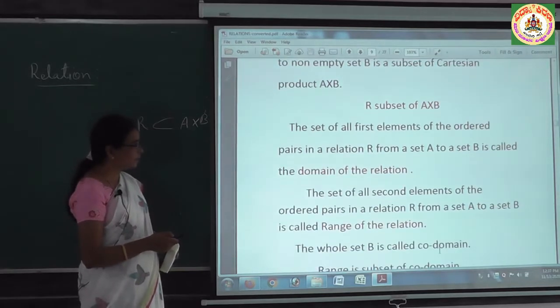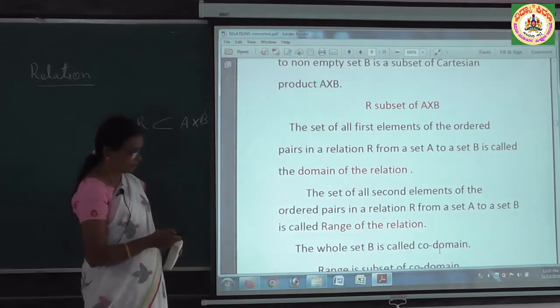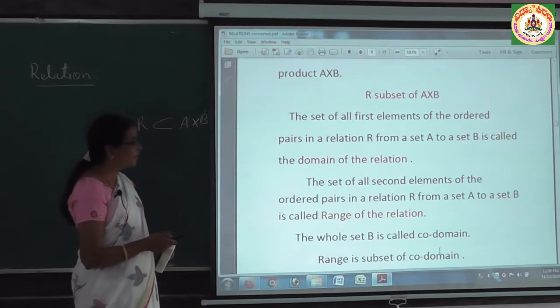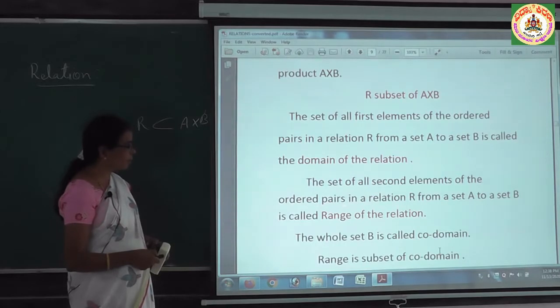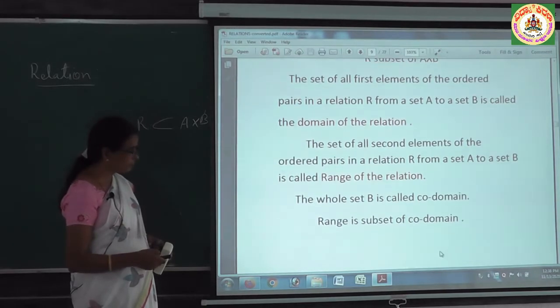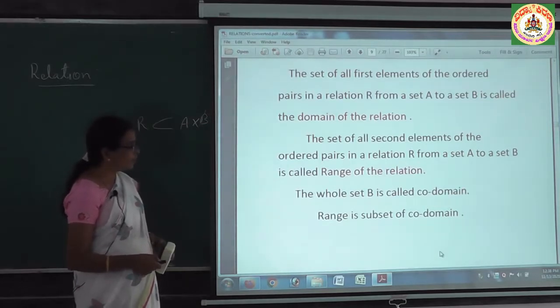The set of all first elements of the ordered pairs in a relation R from a set A to a set B is called the domain of the relation, and the set of all second elements of the ordered pairs in a relation R from a set A to a set B is called the range of the relation. The whole set B is called the codomain. Range is a subset of codomain.